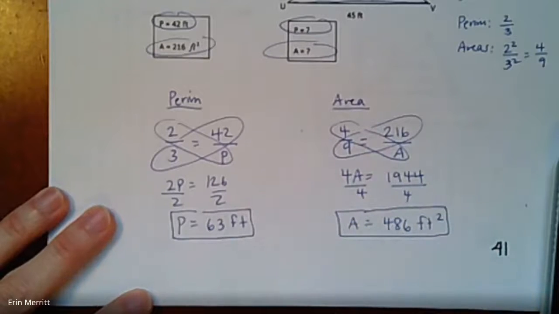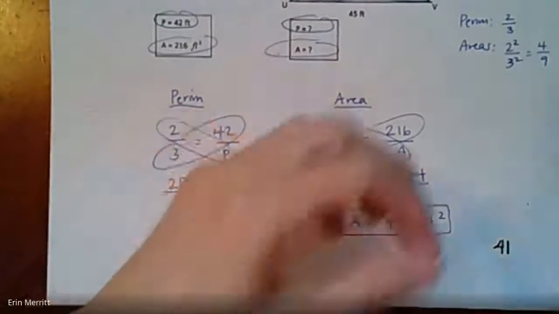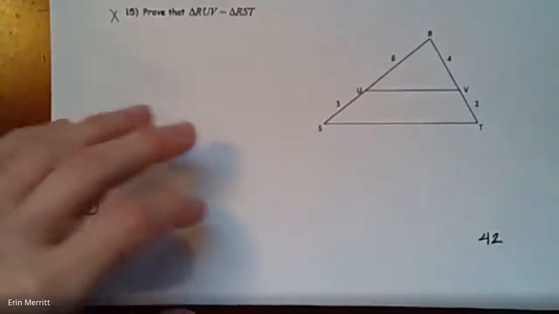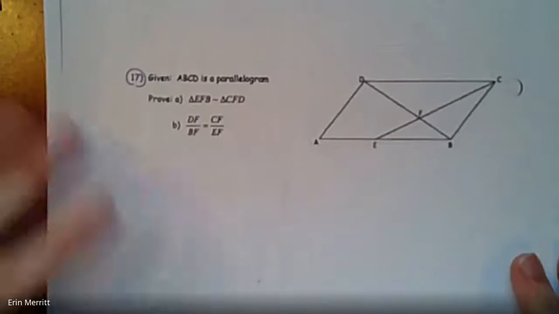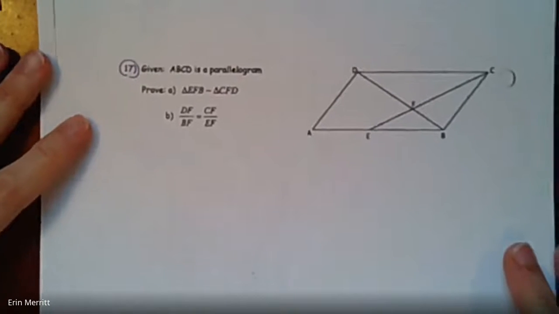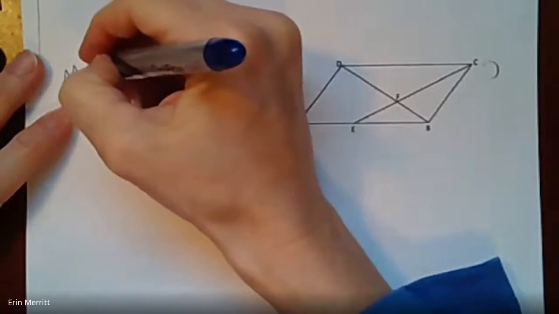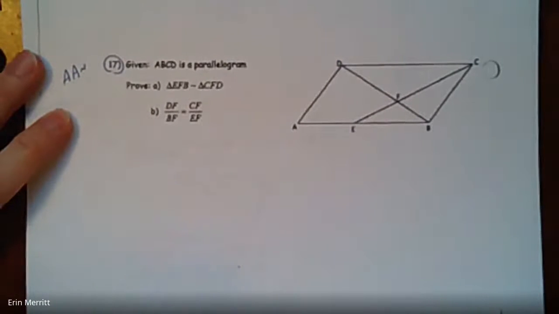And there we go. All right, moving on. We are going to hop right over page 42 to page 43. On page 43, we have some proofs. It's been a little bit, but we know that these proofs are nice and simple. Our goal is to be able to use angle-angle similarity.